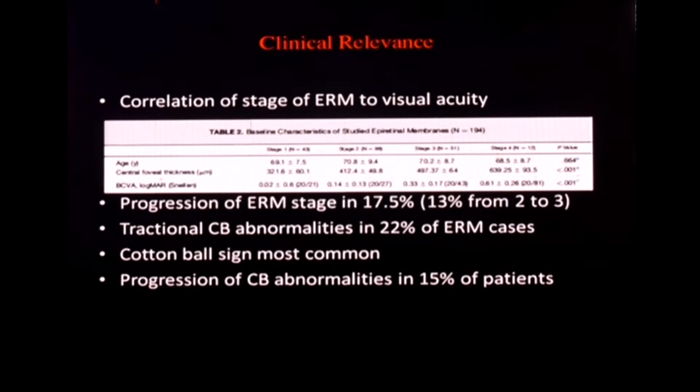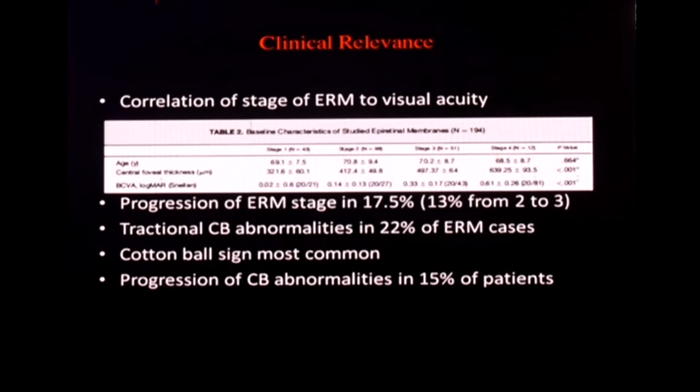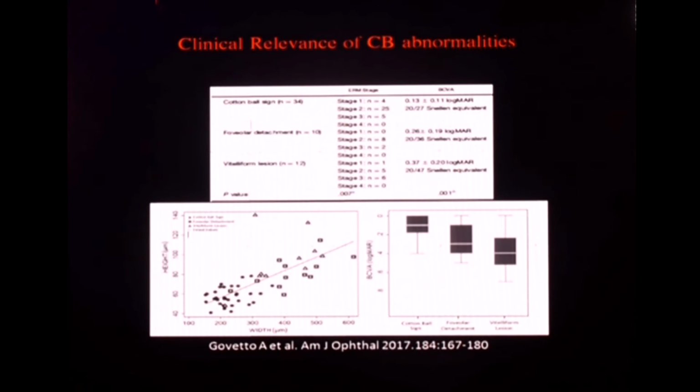The clinical relevance is such that the stage of the ERM correlates with the visual acuity and with the retinal thickness, and there is progression of ERM seen in about 17% of cases. However, the progression from stage 2 to stage 3 with the appearance of ectopic layers happens in about 13% of cases. Tractional central bouquet abnormalities are seen in about 22% of cases, and cotton ball sign is present in 2/3 of these cases, the most common. And in 15% of cases, you have progression of CB abnormalities.